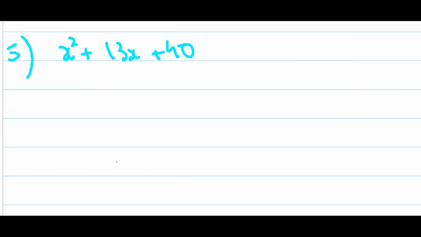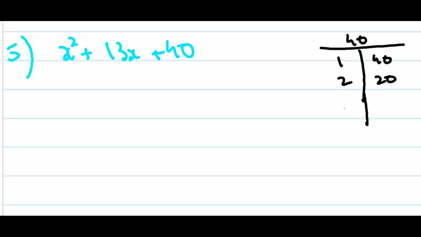Moving on to question 5. Over here we have x squared plus 13x plus 40. Now we can make a T table for 40. We know that 1 times 40 is 40, 2 times 20 is 40, and so the list goes on, and then we will get 8 times 5 is 40.